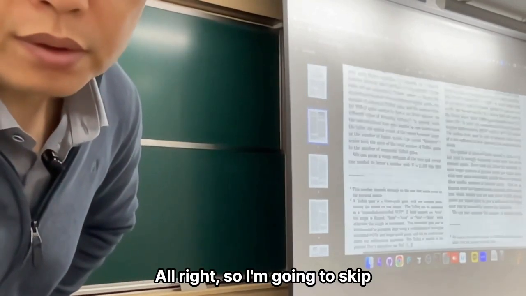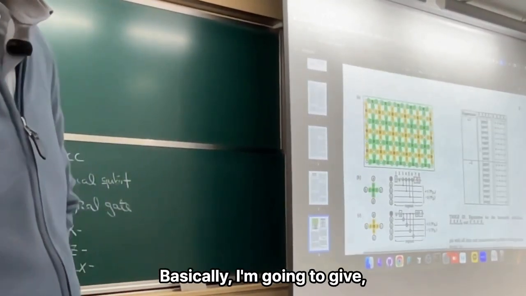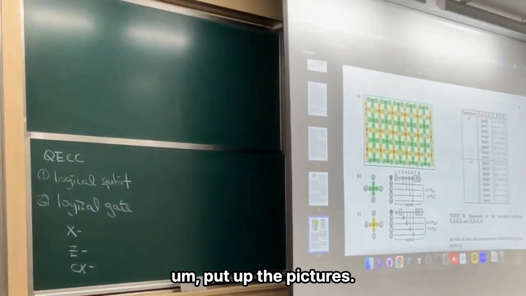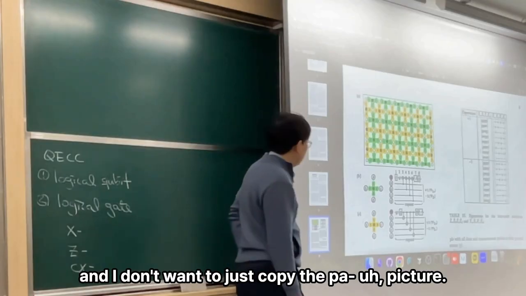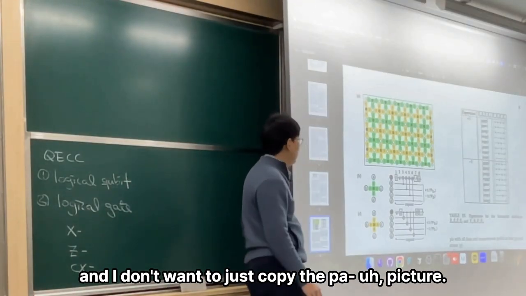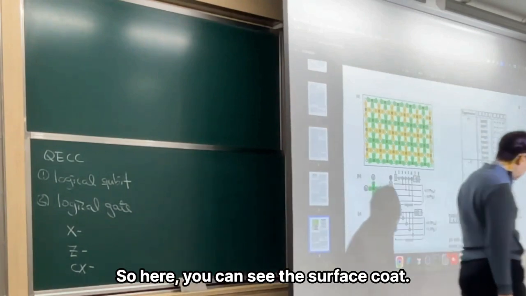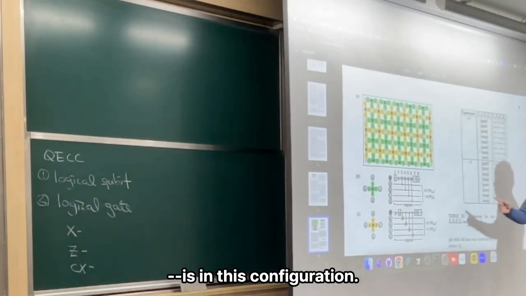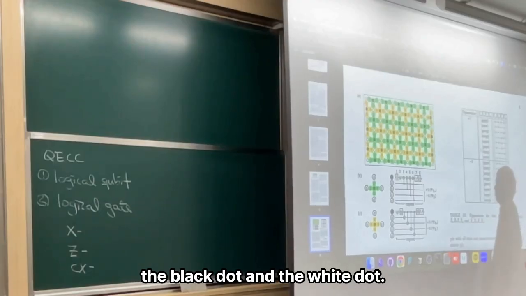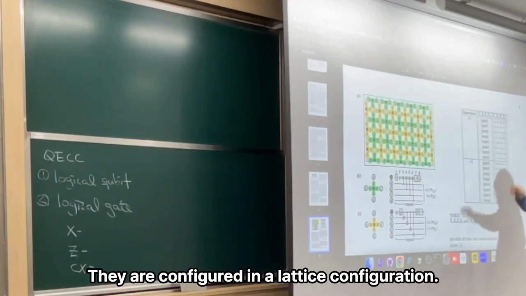I'm going to skip the first part here. The reason I'm using this paper is that it has a nice picture, and I don't want to just copy the picture. Instead, I'll use this picture to explain everything. Here you can see the surface code in this configuration, with black dots and white dots. The black dot is a stabilizer, the white dot is a data qubit. They are configured in a lattice.